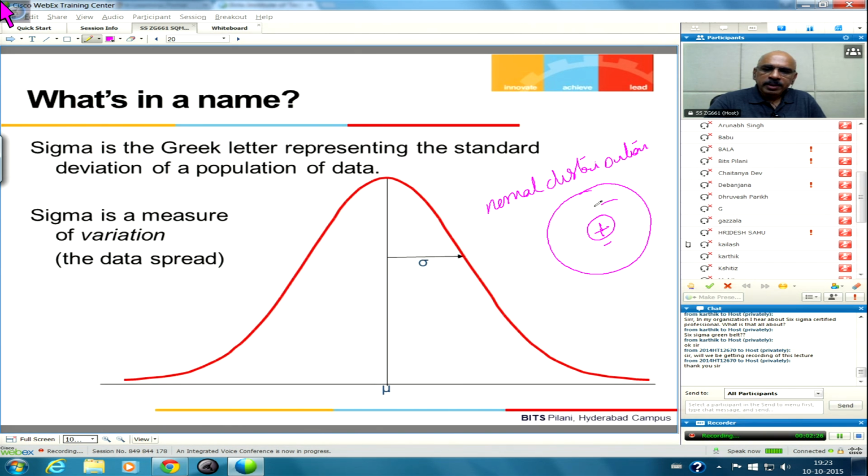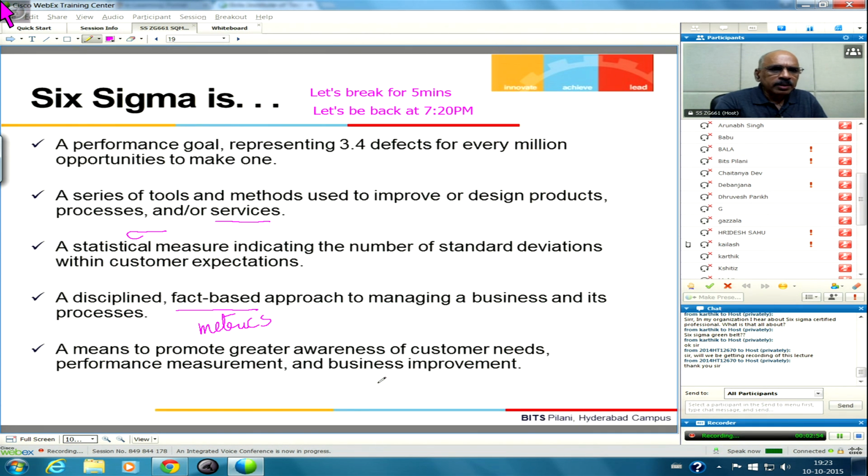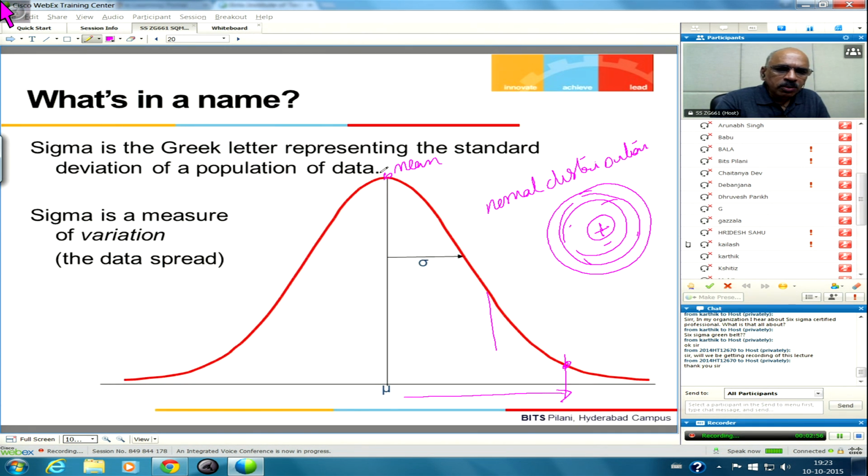You hit at various levels or circles, right? Let's say this is your desired mean. How far is the actual from the desired? 1 sigma or 2 sigma. As we move away from the mean, the probability comes down. The probability of this one is very, very low. Most of the things are around the mean.